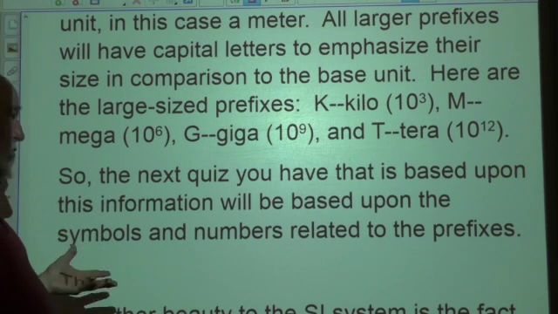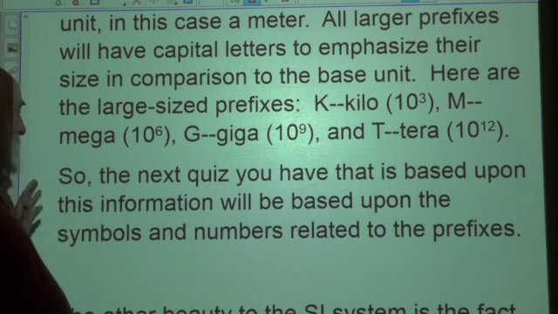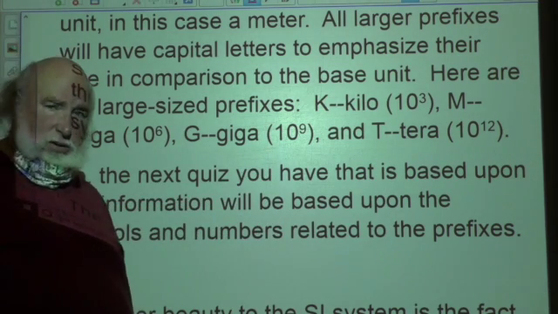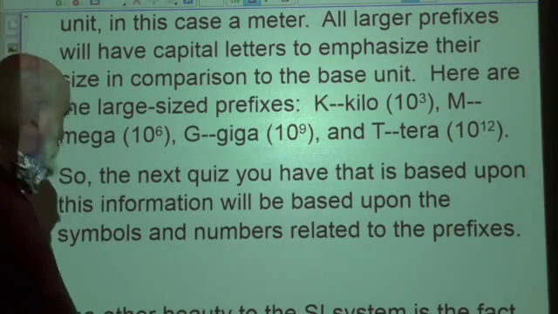So, the next quiz that you have is based on this information: the symbols and numbers related to these prefixes, and the next section, which deals with English units.